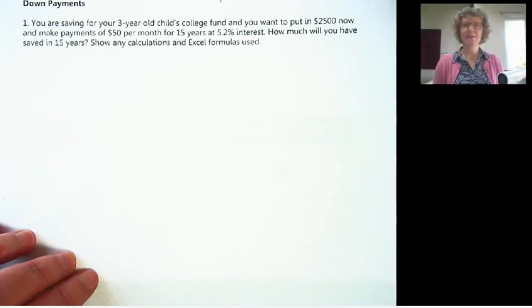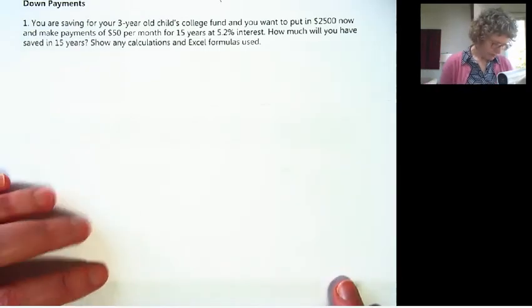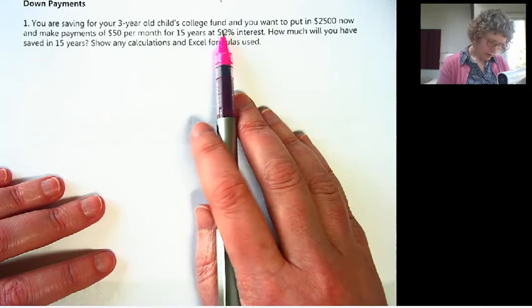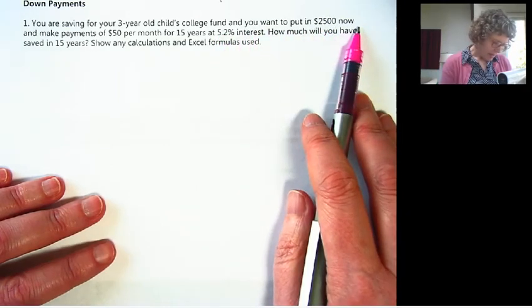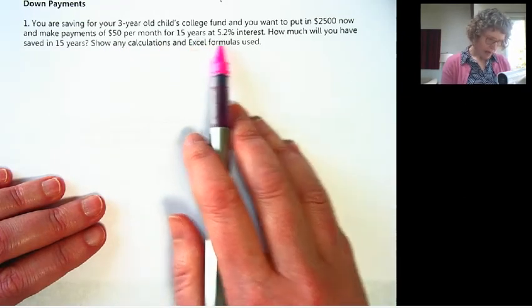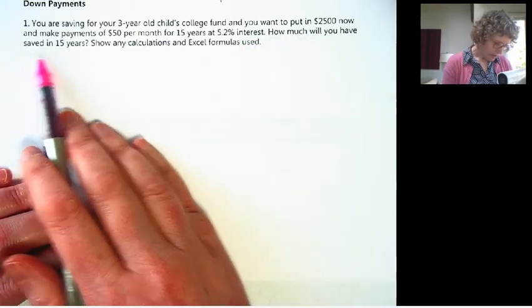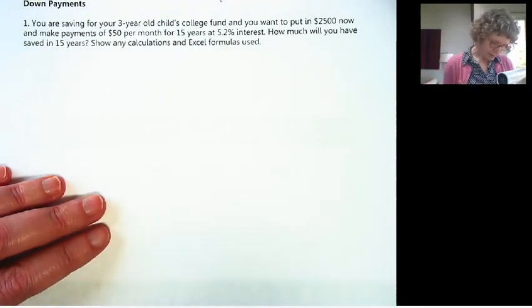Hi, this video has some examples on down payments and using the different formulas in a spreadsheet. So let's read this one and see which formula we'll be using. It says you're saving for your 3-year-old child's college fund and you want to put in $2,500 now and make payments of $50 per month for 15 years at 5.2% interest. How much will you have saved in 15 years? And of course, we want to keep showing our formula with all our inputs.